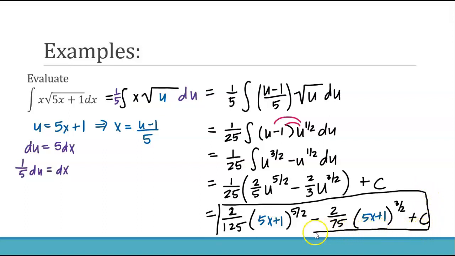So this is still a u substitution, it just has a little bit of a twist on it. We had to solve my original u in terms of x, so that we could solve for x to replace it and make everything in terms of u.